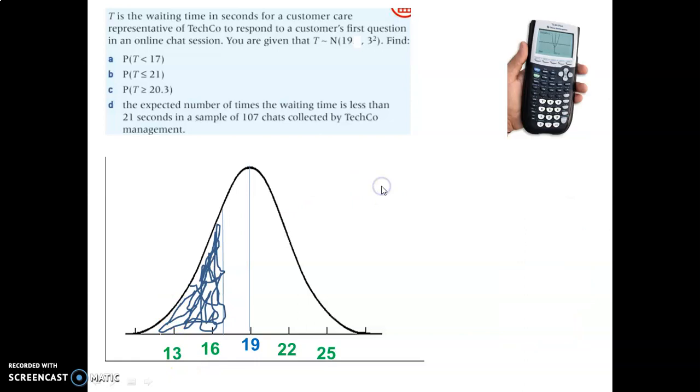So let me show you how to do this on the calculator, because notice that this 17 does not lie on a boundary. If it was 16, it would have been an easier question to answer, because we would know that's the 68, 95, and 99 zone. But when it's somewhere in between zones, we can't get that exact percentage, so we're going to use our calculator. So here's how we do it.